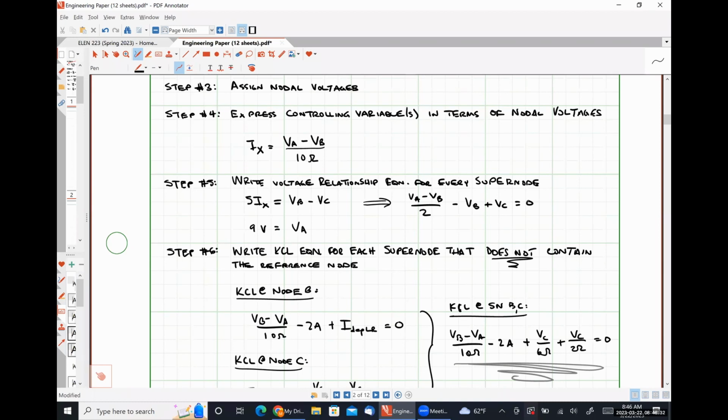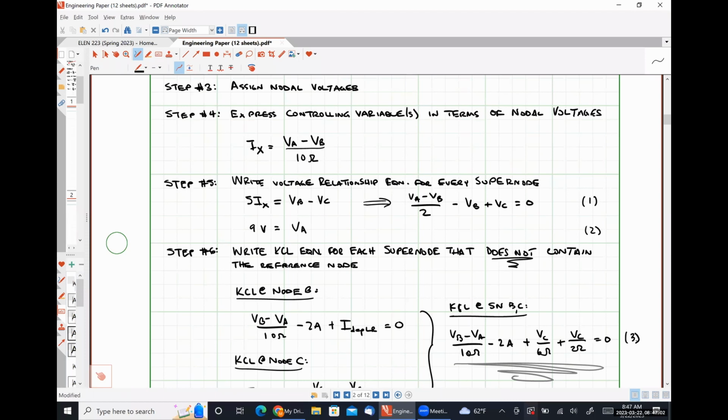So 5/10 is 1/2. 1/2 times VA minus VB gives me this thing. I move VB to the left-hand side of the equal sign. I move VC to the left-hand side of the equal sign and set everything equal to 0. So that's one equation. My second equation is literally just going to be VA is equal to 9. My third equation is here. Now I can solve for these 3 nodal voltages.